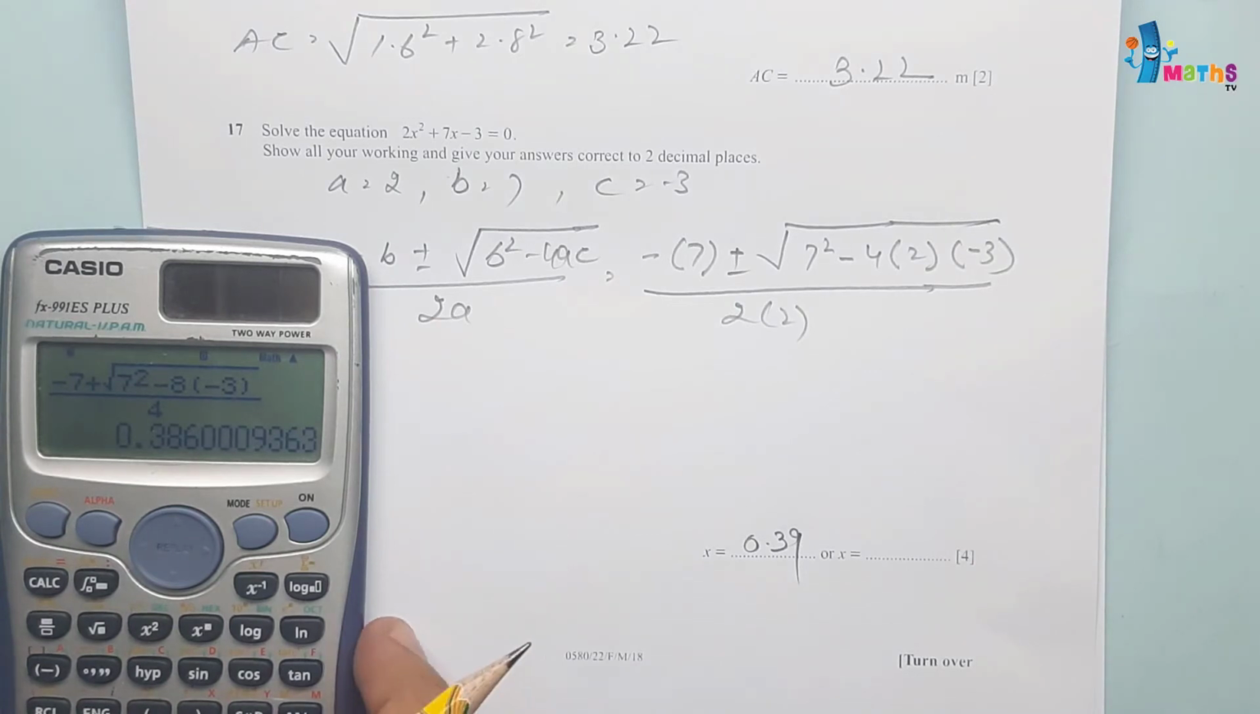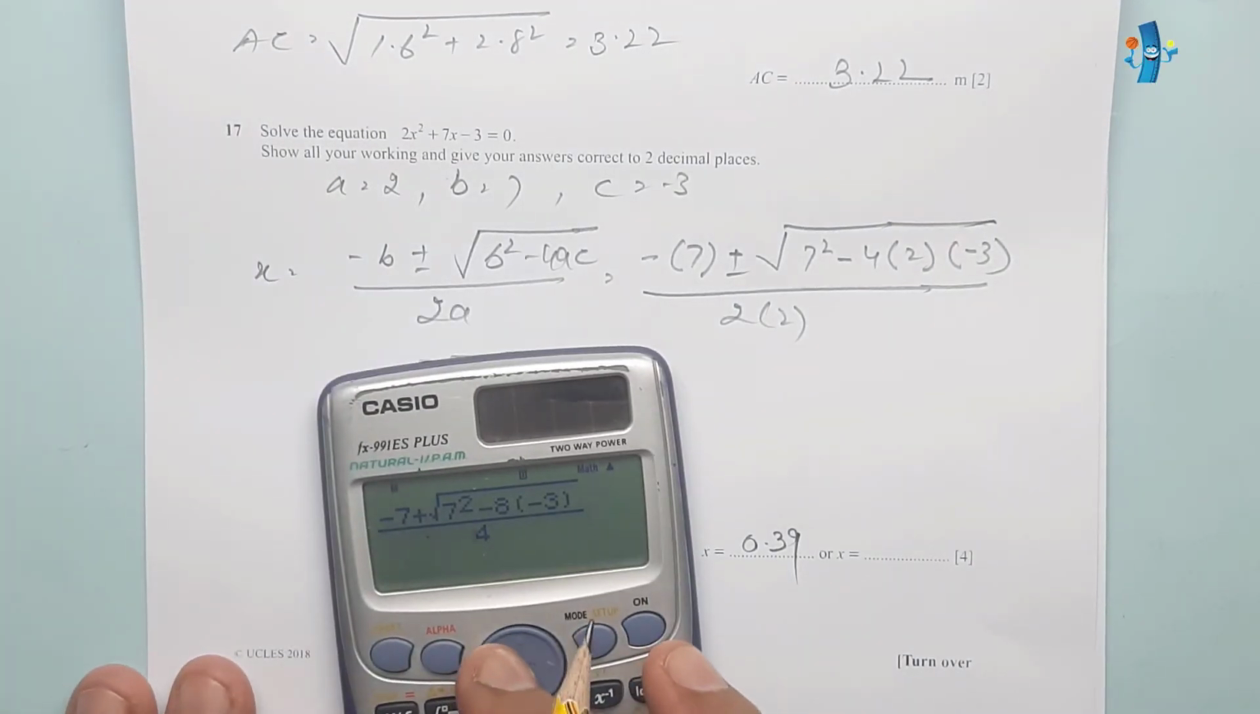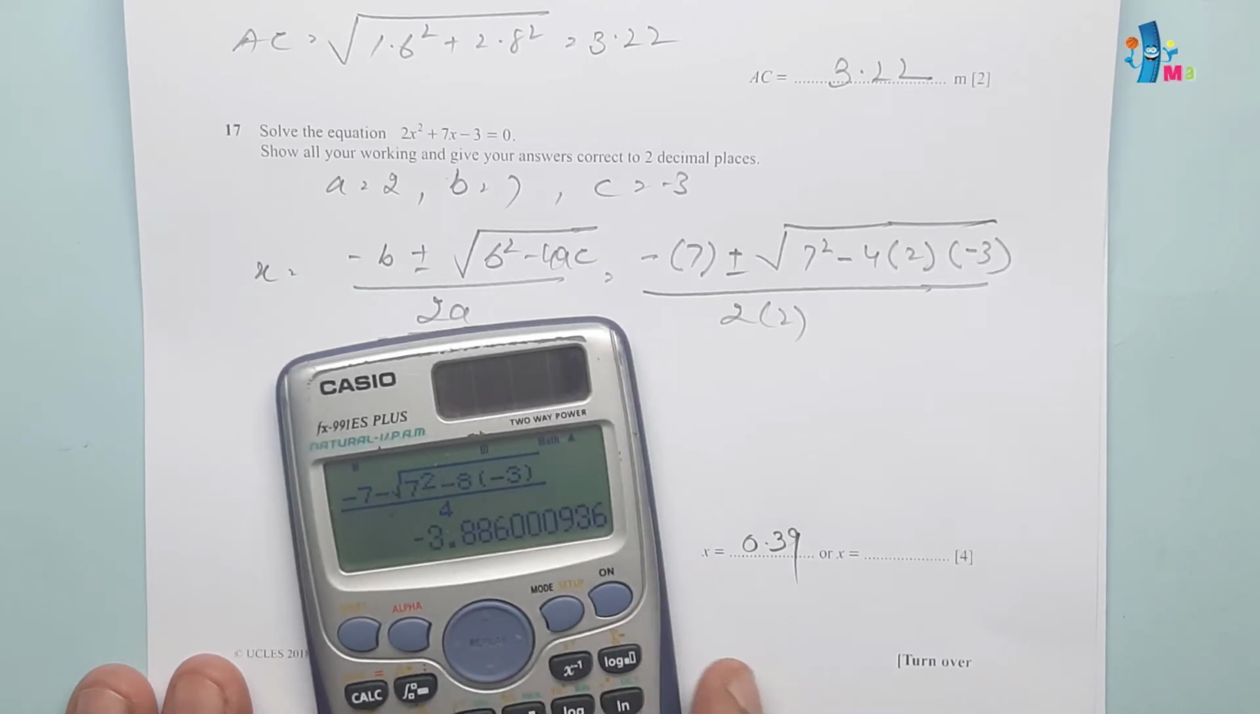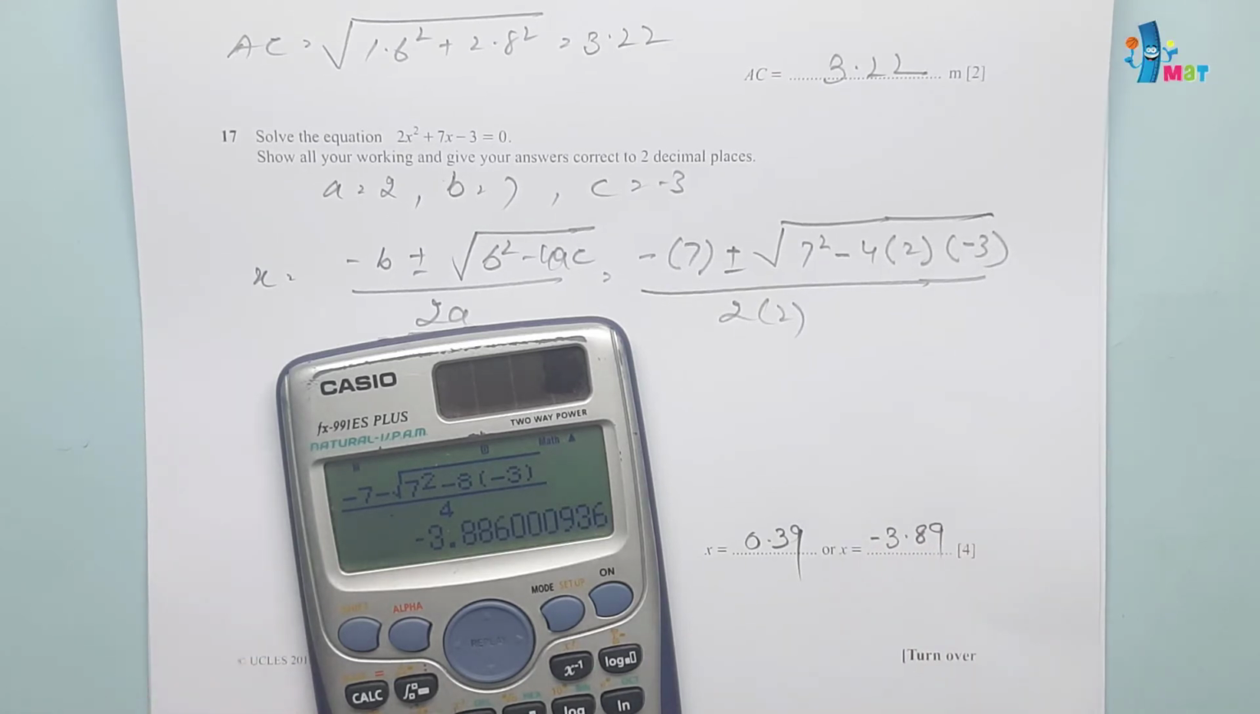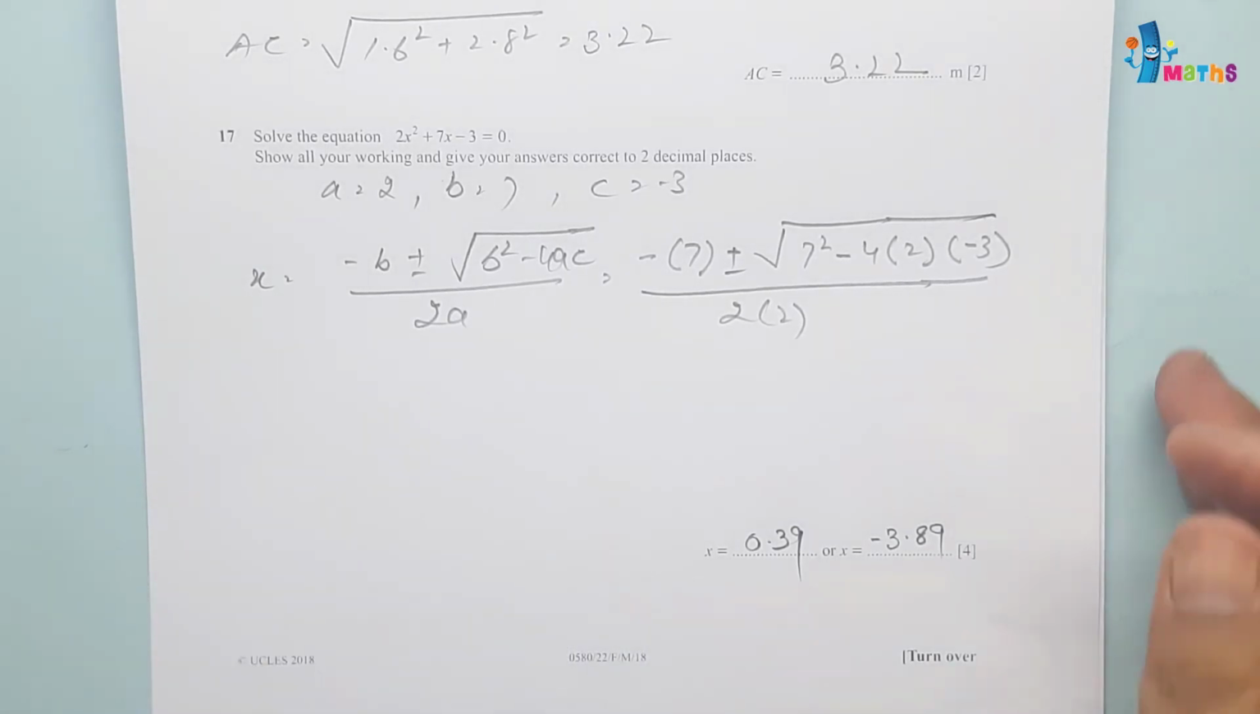Now for the second value we have to change the sign. This plus will be changing to minus, and this is done, so this will be equal to minus 3.89, because this is 886, so I'm rounding to minus 3.89.